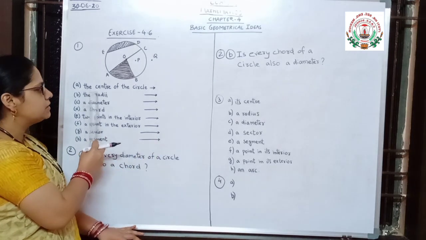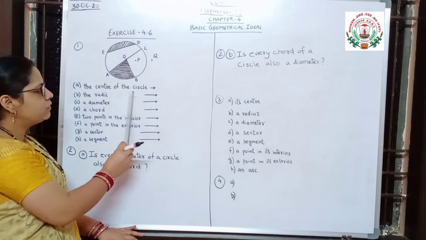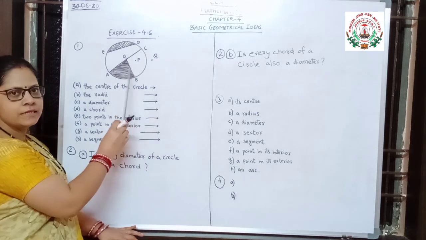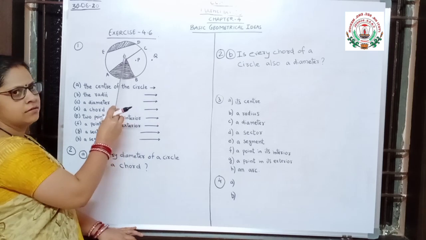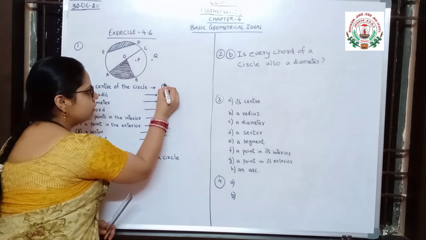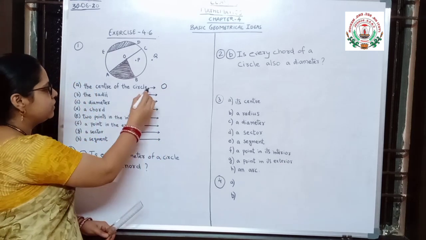Like first it is asked the center of the circle. You have to name the center of the circle. What is the name of the center of the circle here? Where is the center? This is the center. So what is its name? It is O. So you will have to write here O. This is the center of the circle.